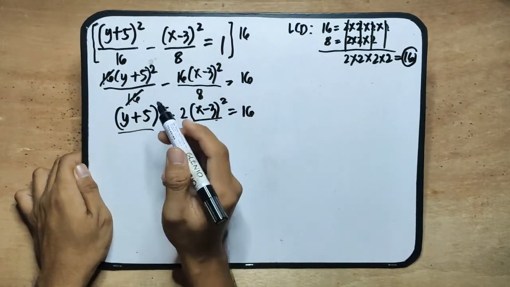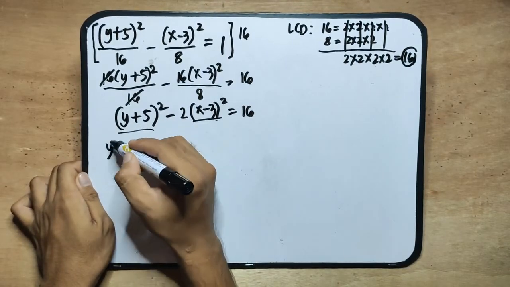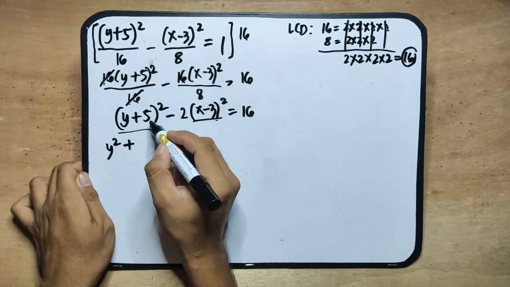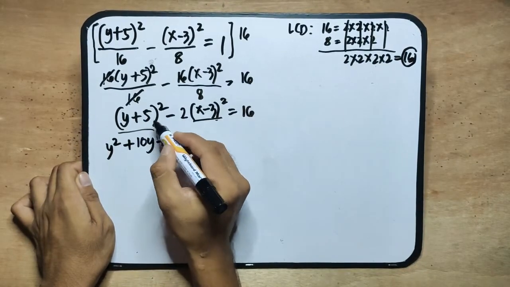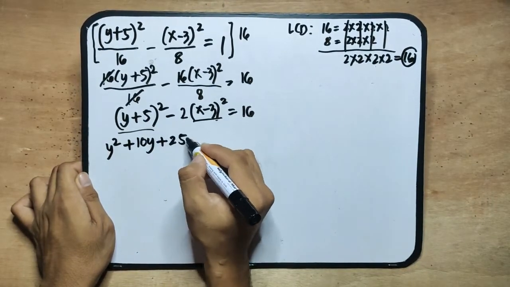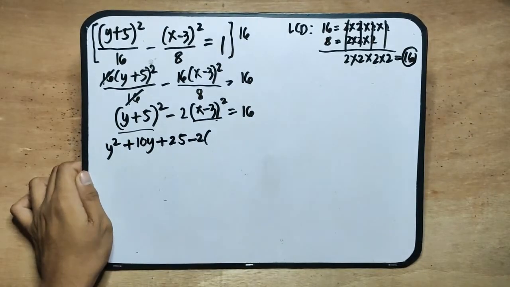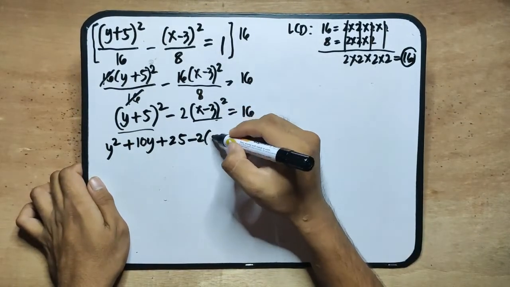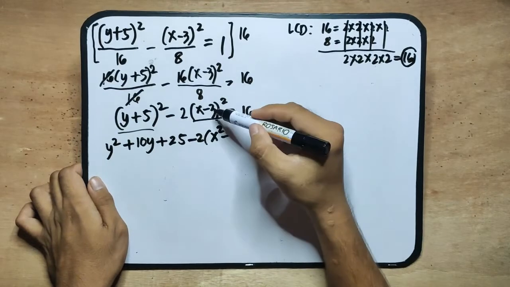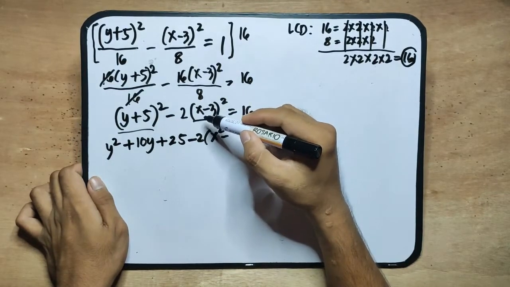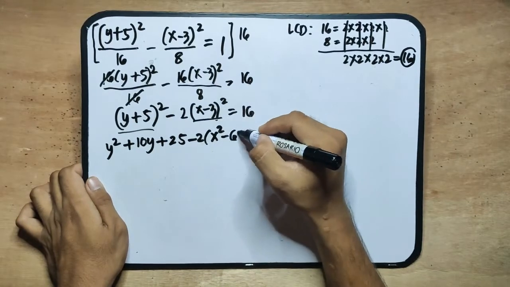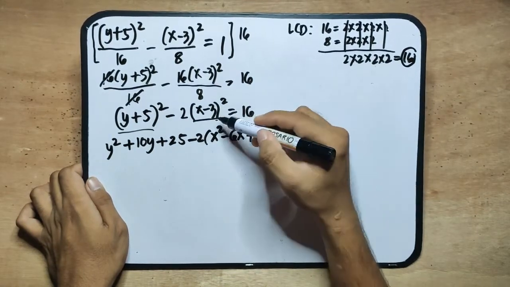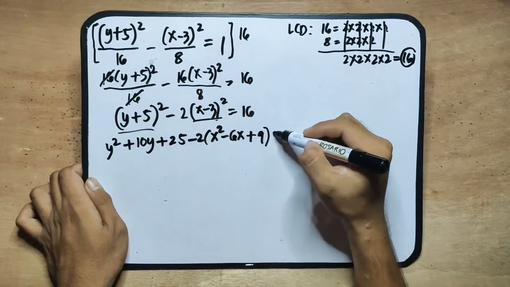So y plus 5 squared can be expanded this way. Y squared plus twice the product of 5 and y. 5y times 2 is 10y. 5 times 5 is 25. Then minus 2 times the first term, x squared. Second term is twice the product of negative 3 and x. So negative 3x times 2 is negative 6x plus 9. Negative 3 times negative 3 is 9 is equal to 16.